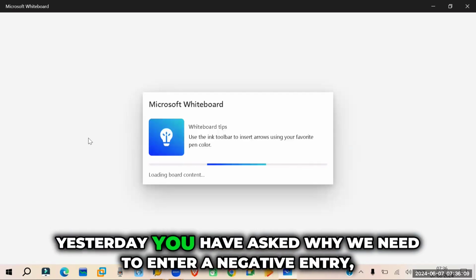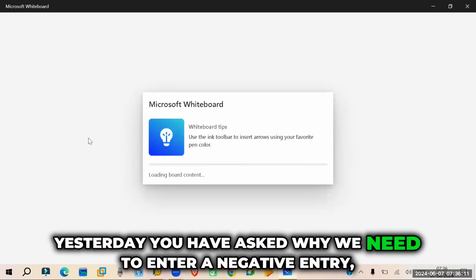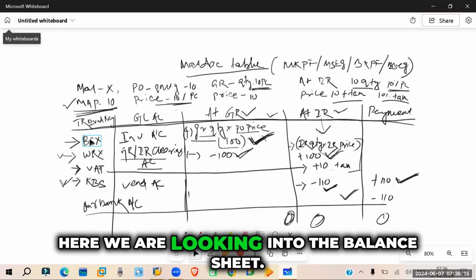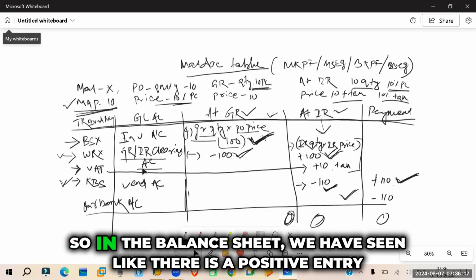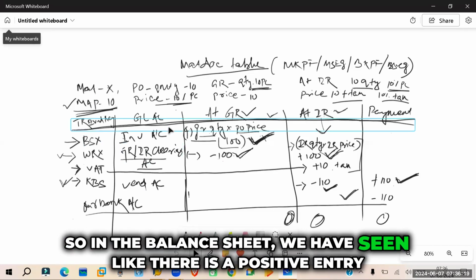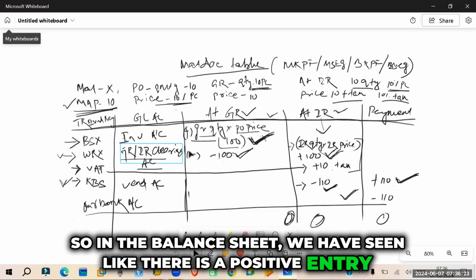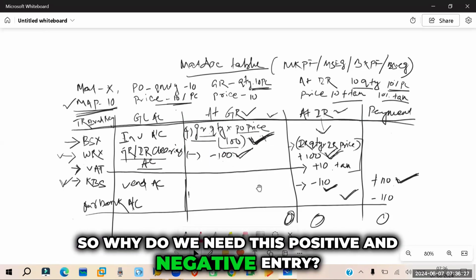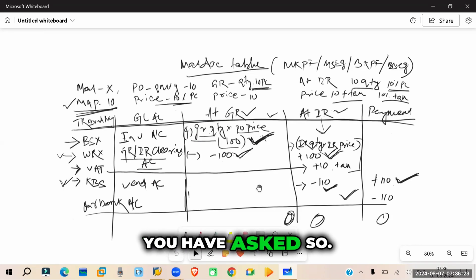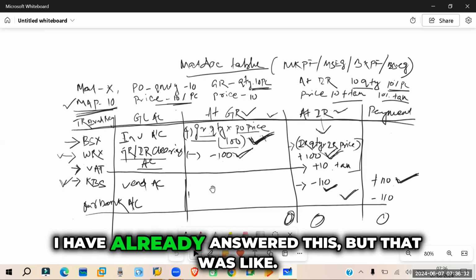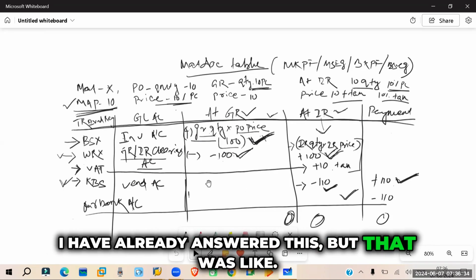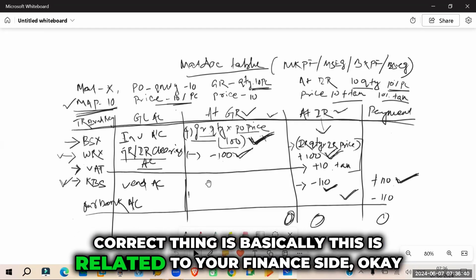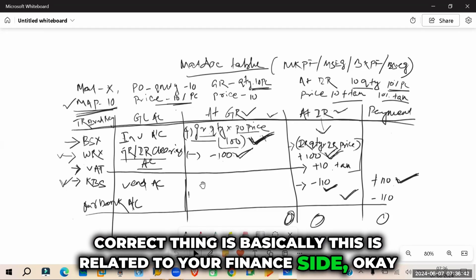So yesterday you asked why we need to enter a negative entry, right? Here we are looking into the balance sheet. In the balance sheet, we have seen there is a positive entry and there is a negative entry. So why do we need this positive and negative entry? You asked, and I have already answered this, but the correct thing is basically this is related to your finance side.